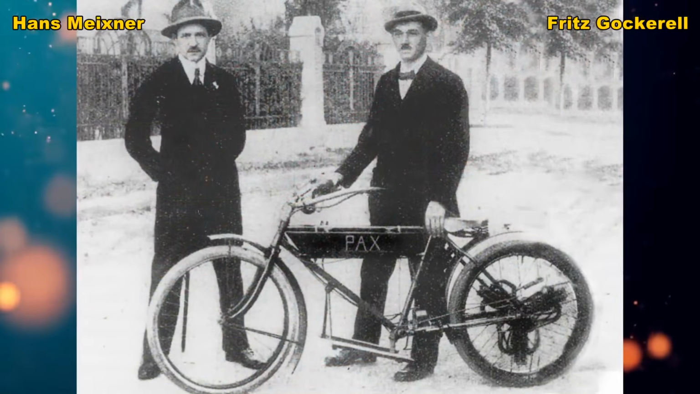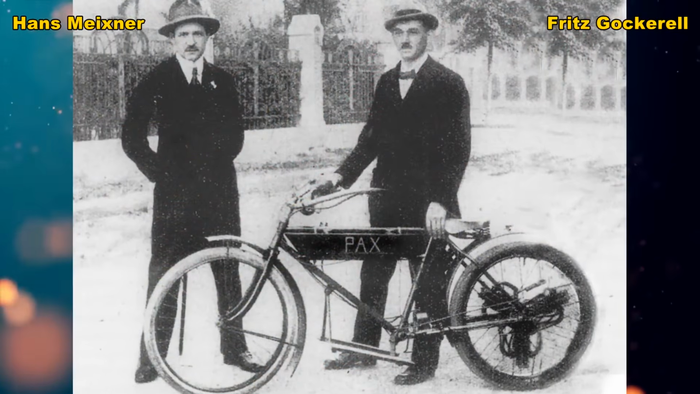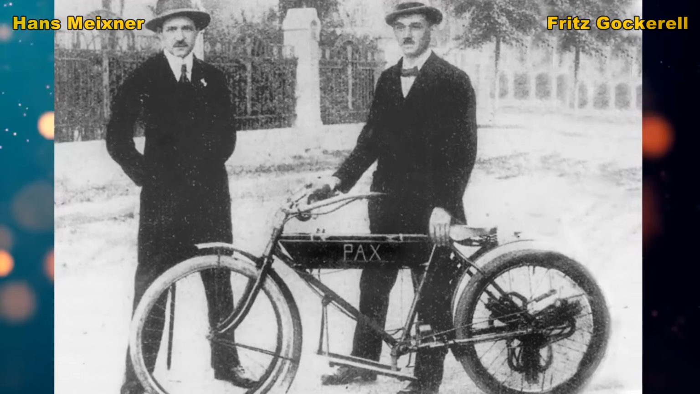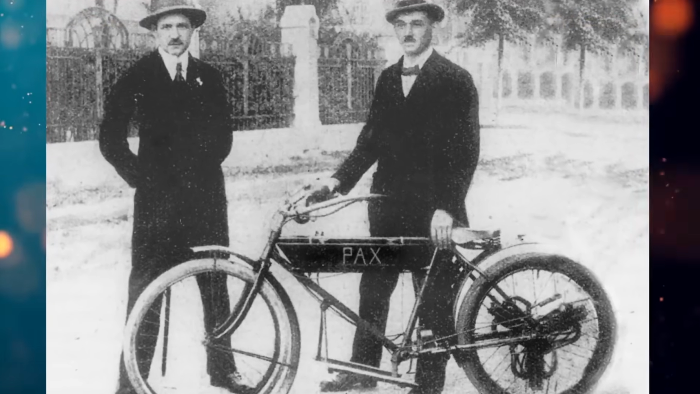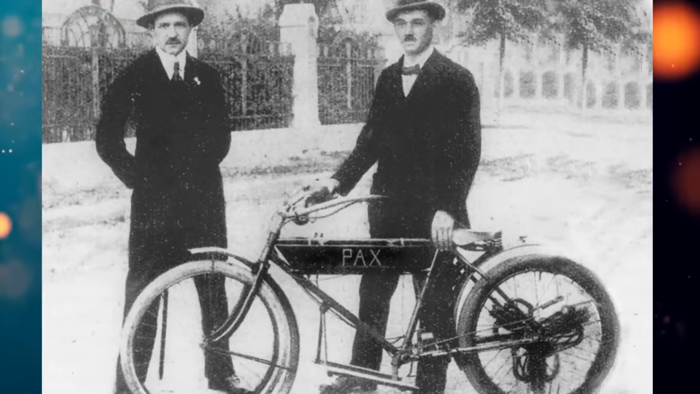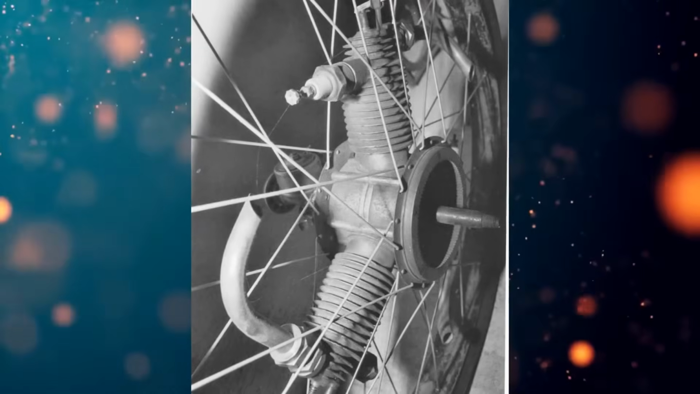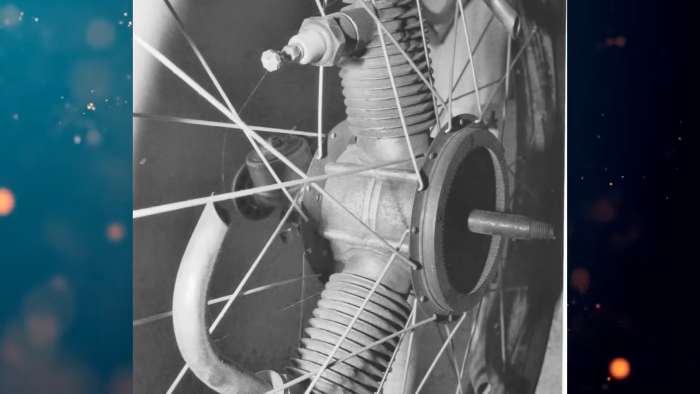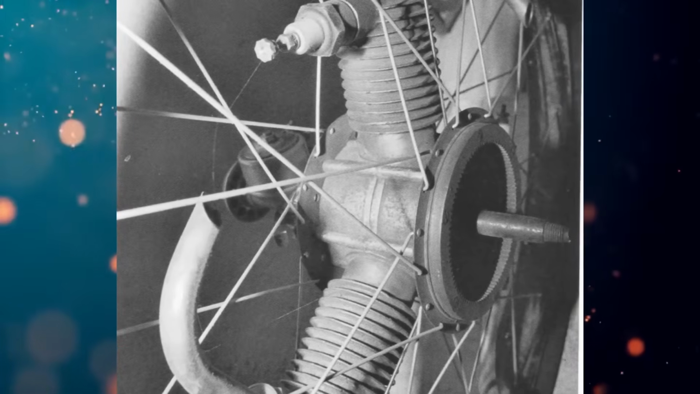In 1918, the company Gocarella, with the participation of Meixner, built a prototype motorcycle called Pax, with a 3-cylinder rotary radial engine in the rear wheel. The power was about 2.5 horsepower. Such an engine for testing had been built 2 years earlier.